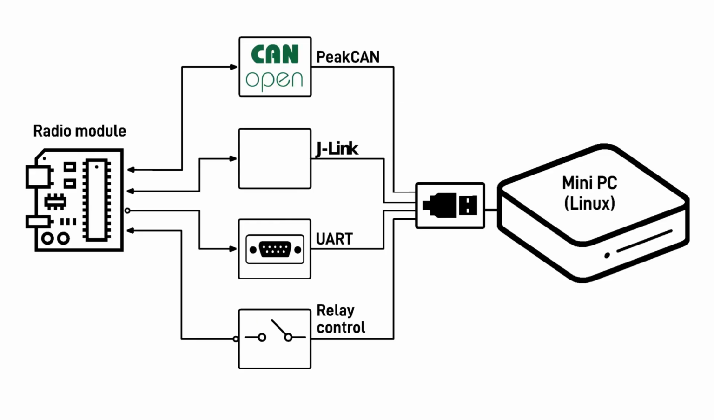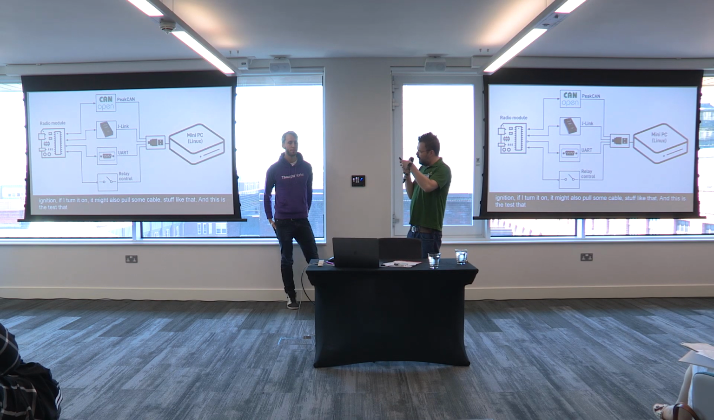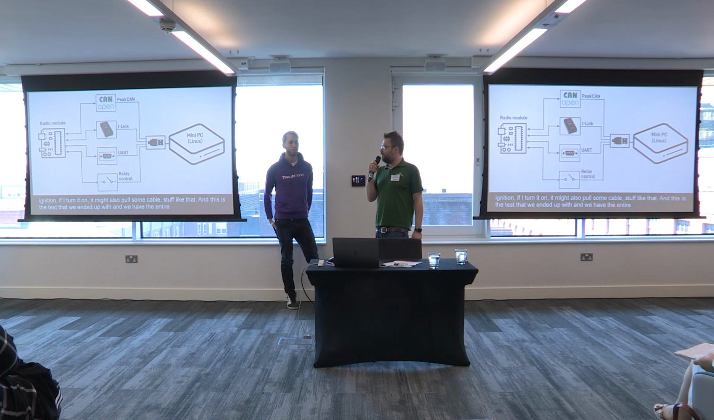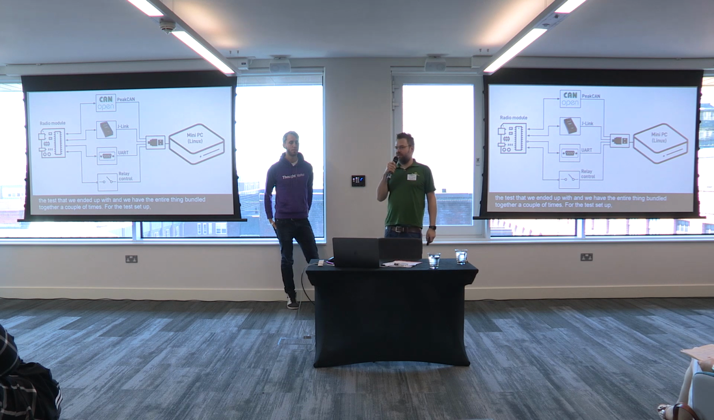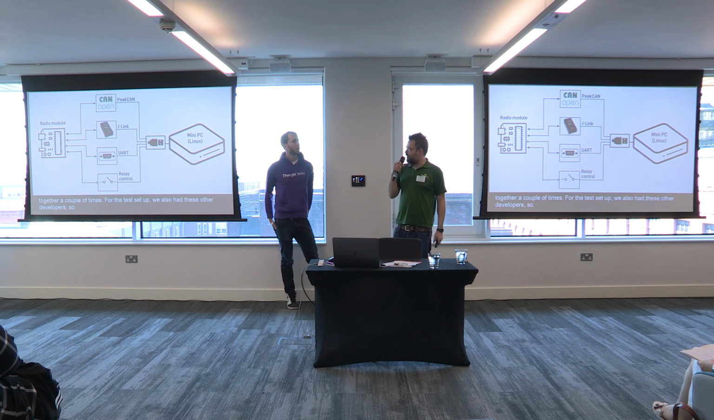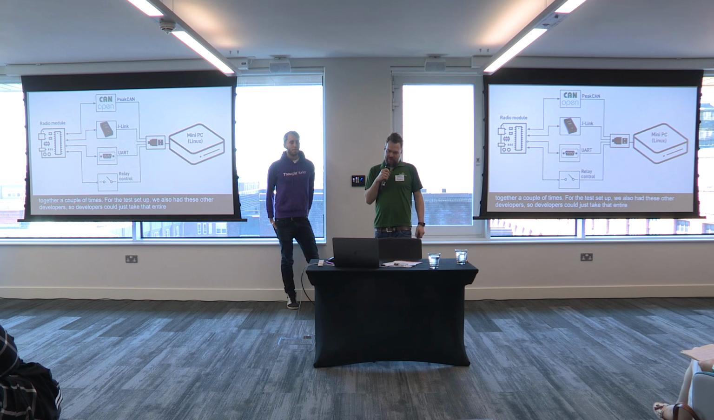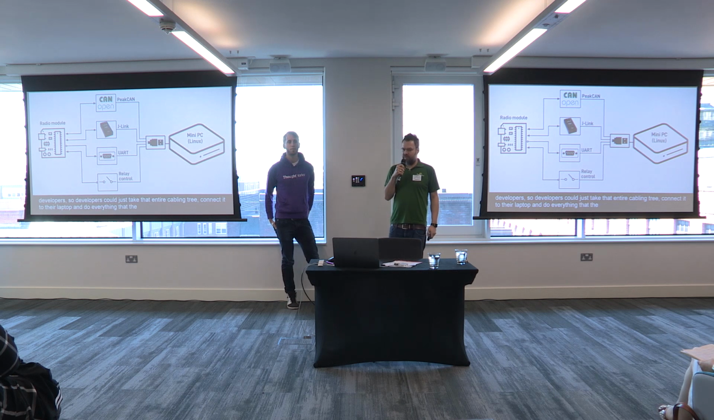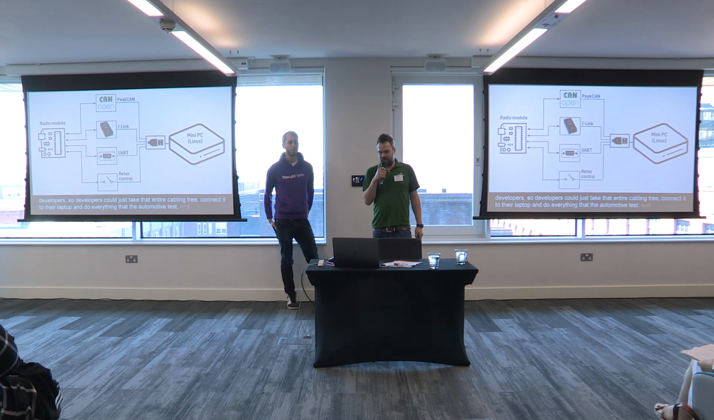We have also relay control. This really allows us, for example, to power cycle the radio module, turn it on and off as part of our tests. And this is the test setup that we ended up with, and we had the entire thing bundled together a couple of times for the test setup, but we also had these for the developers. So developers could just take that entire cabling tree, connect it to their laptop, and do everything that the automated tests were doing also on their own machine when they wanted to test or develop stuff.